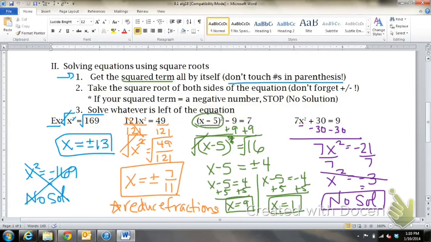And that's solving equations using square roots. So pause that video, fill in all those examples, and then try some of the problems.